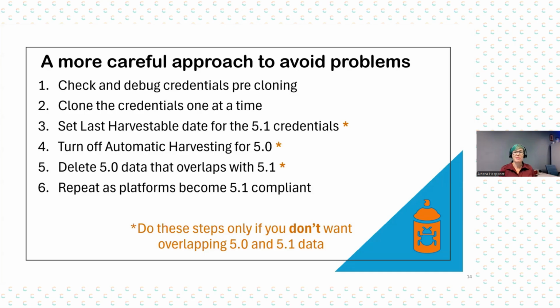So if there was 5.0 data that overlapped your 5.1, and you're confident that the harvest is working properly, you can go and say, I'm deleting everything January 1st through the rest of 2025 in the 5.0 data because I have the 5.1. There's no overlap, no risk of reports trying to sum the data from two different versions. All right. And then you repeat this as platforms become 5.1 compliant. You can do all these steps with the orange asterisk if you don't want the overlapping data.